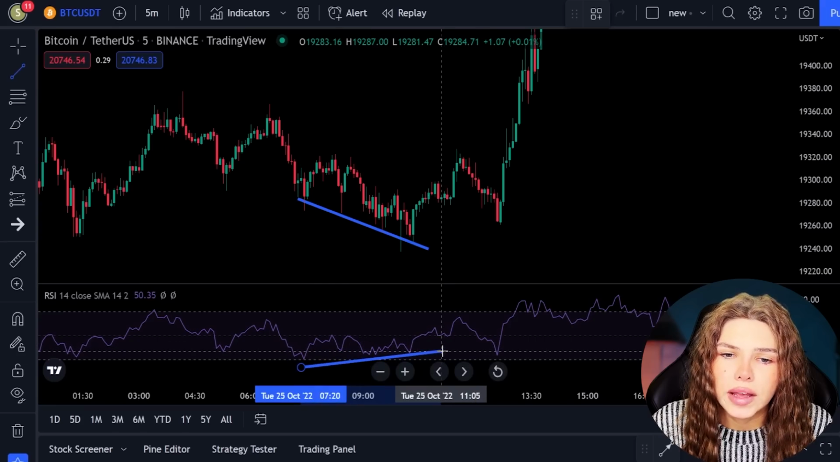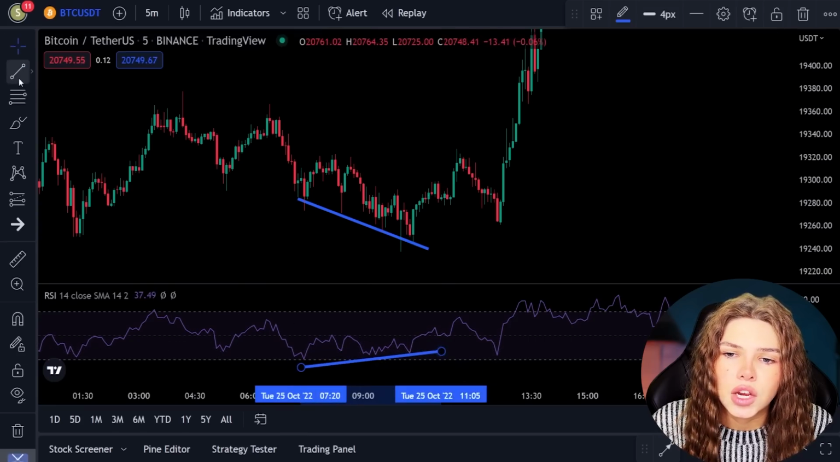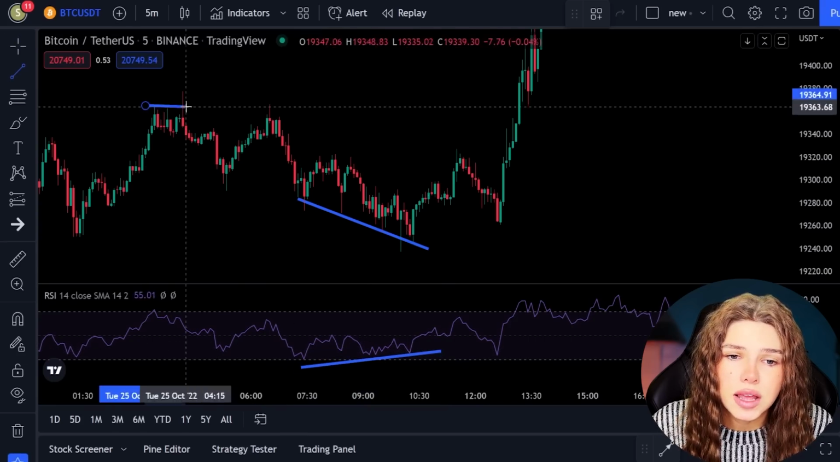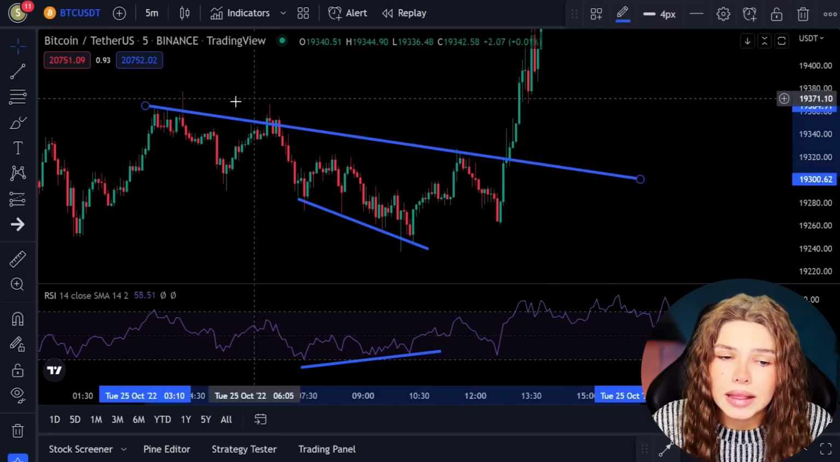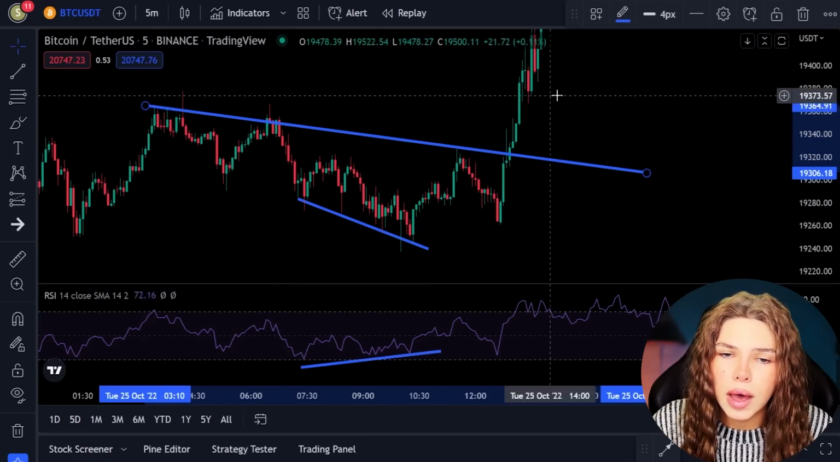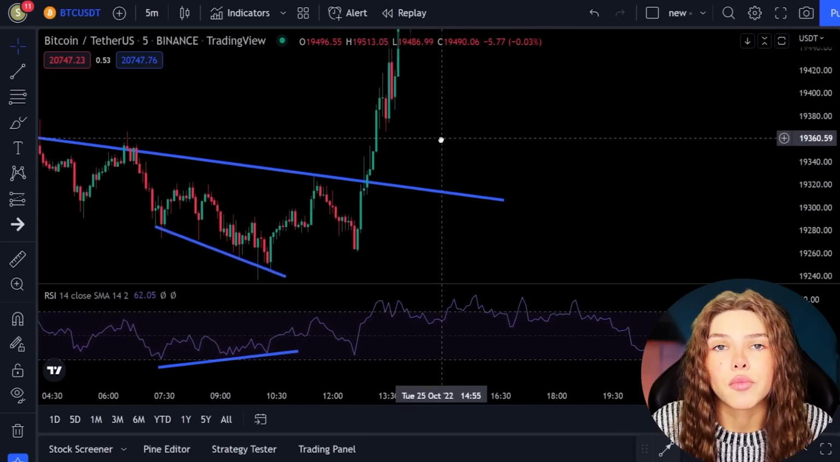We first wait for a divergence. Here we clearly see a divergence because the RSI is higher in the second bottom while the price is lower in the second bottom. So this indicates that the momentum of the market will change. The only thing we are waiting for now as a second confirmation is a breakout.